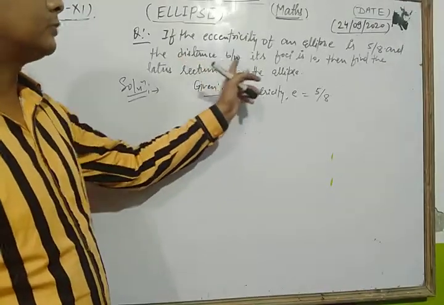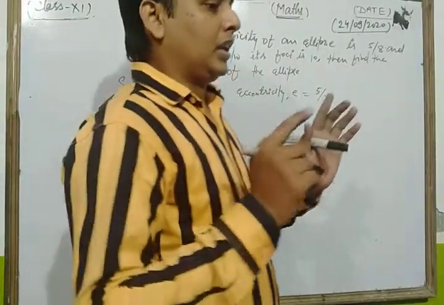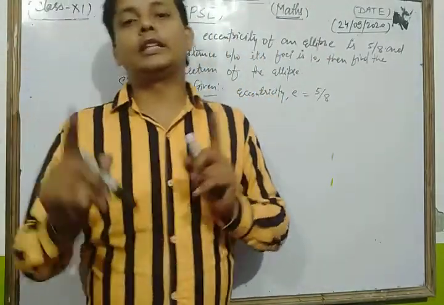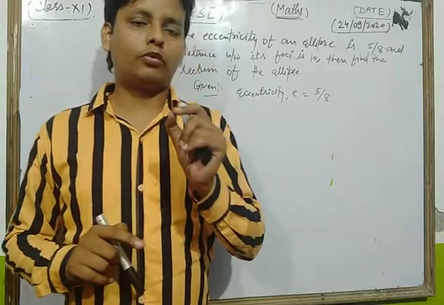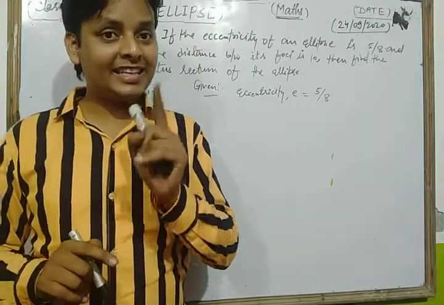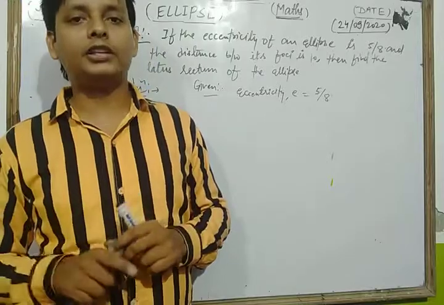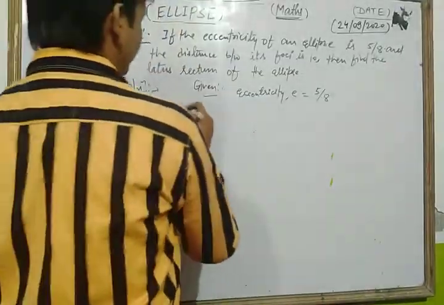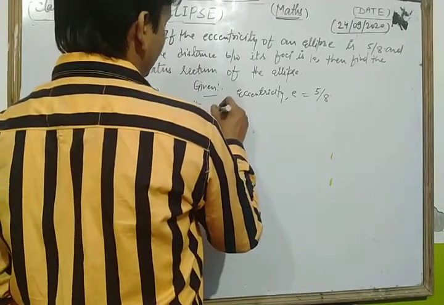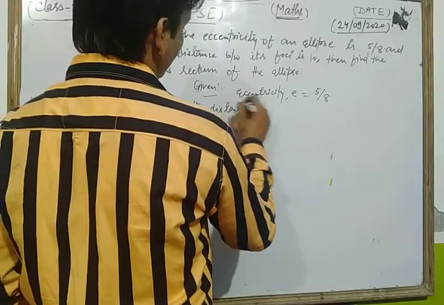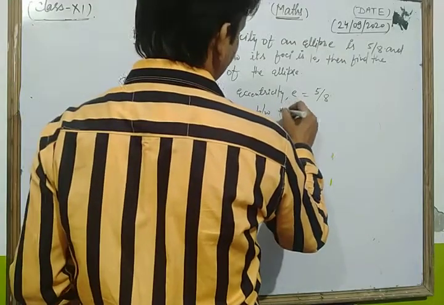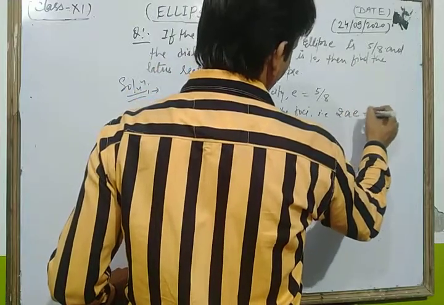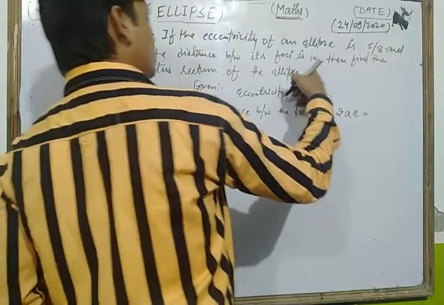Now the distance between the foci, dear students. The formula for the distance between the foci is 2ae, because you know that the coordinates of the foci of an ellipse are plus minus ae, 0, and if you find the distance between the foci, then you get 2ae. The distance between the foci, 2ae, is equal to what is given, 10.